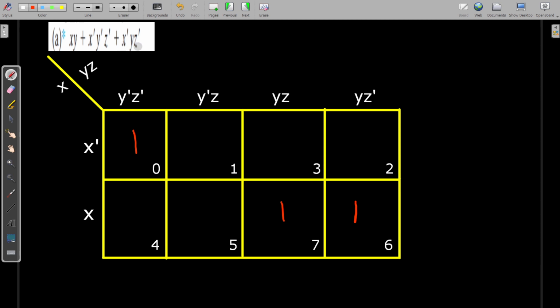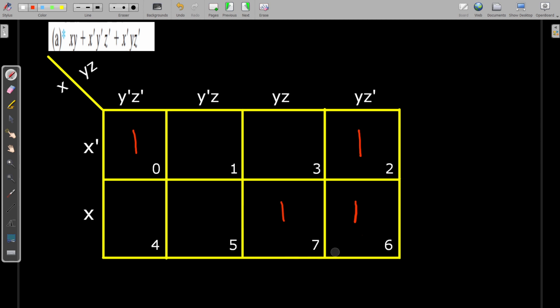Then for x'yz'. So it is x' here, right? So you can put a tick for this x' row-wise. Then yz', where is it? It is here. You can put a tick here and here. So these two ticks come, and the remaining can be ignored. This can be replaced by a 1. So we have placed 4 ones. Now we move on to the next step.